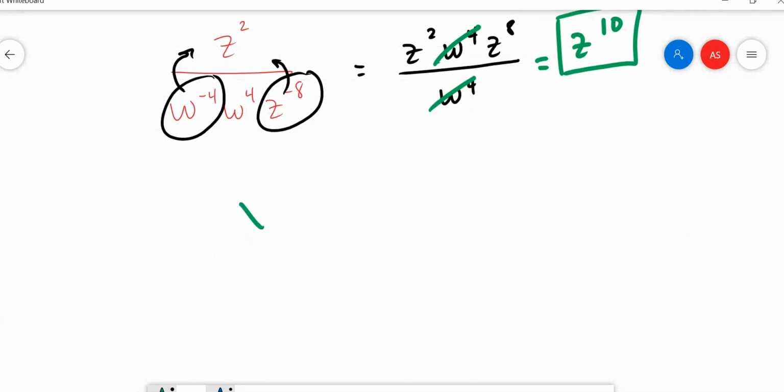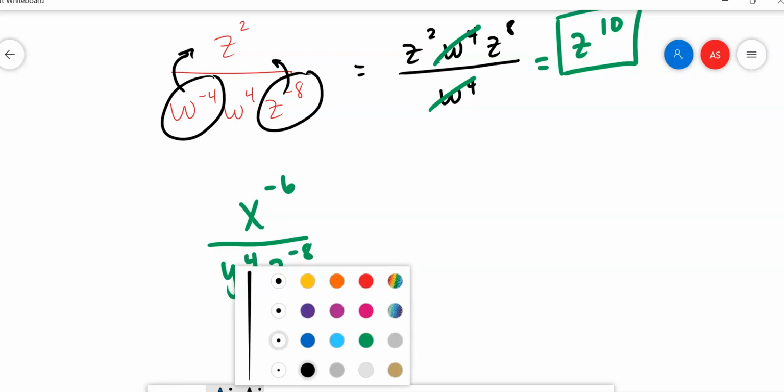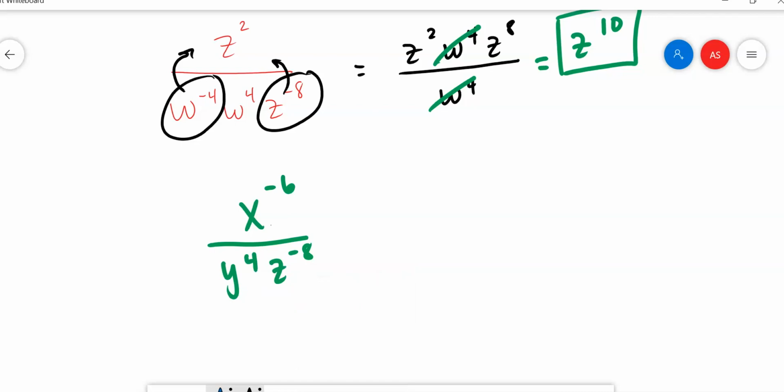What if I have x to the negative 6 over y to the 4th and z to the negative 8? All right, well, as you can see again, we're going to bring this guy down, and this guy is going to go up. So our answer is going to be z to the 8th is at the top, y to the 4th is there, x to the 6th is there, and you're done. There's nothing else you can do to that.